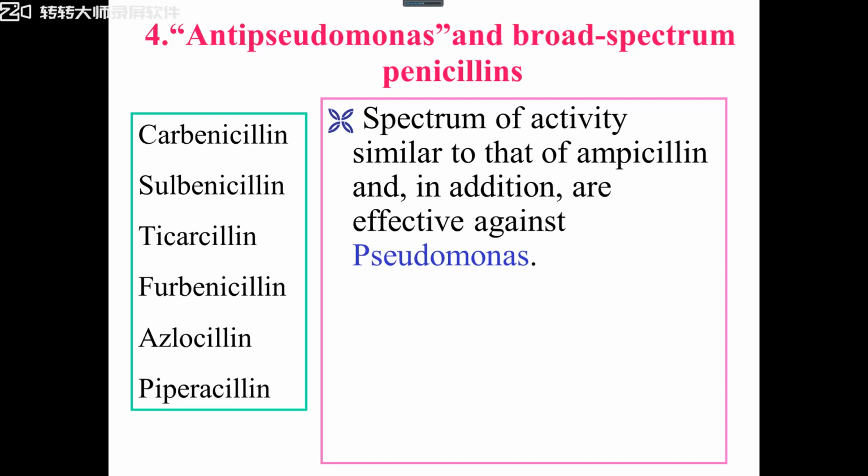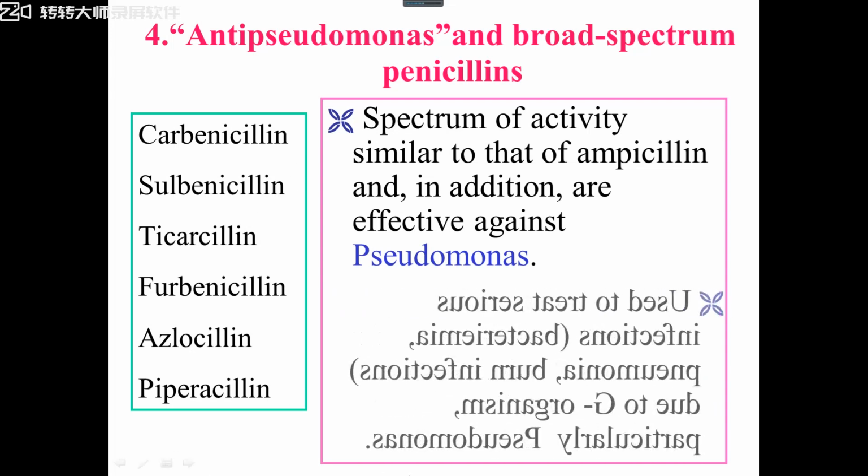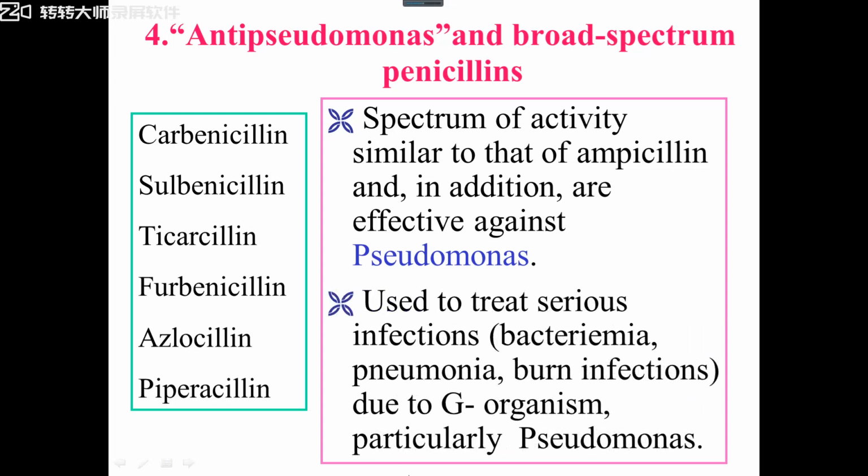Burn infection. So that means in clinical use, we use carbenicillin and sulbenicillin to treat serious infections, especially Pseudomonas infection, especially burn infections, because burn patients are always infected with Pseudomonas. So for burn infections, we use carbenicillin or sulbenicillin. Okay, so the number 4.